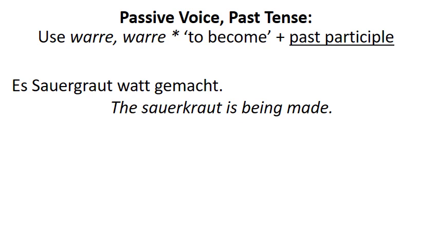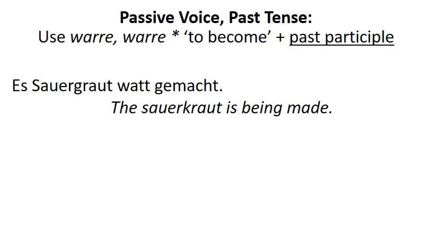Well, remember how you make past tenses. You use a helping verb like ich hab or ich bin, and you use the past participle. So in this case, we've already got one past participle, gemacht. So we want to take that word wara, that word that means to become, and we want to make that past tense. So we're going to use the past participle of wara, woara. And as we can see, the second form there is woara. So that's the past participle.